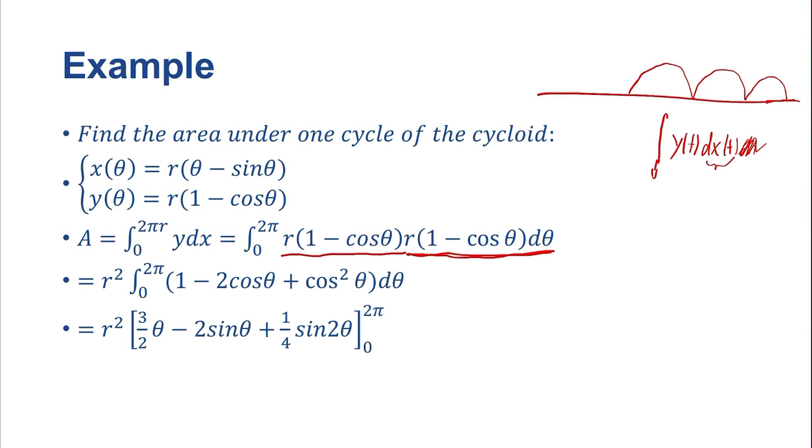So we get r squared times (3/2 theta minus 2 sine of theta plus 1/4 sine 2 theta), and that's evaluated between 0 and 2 pi. Obviously, the sine function cancels out at 0. So does the first monomial. So we get only everything evaluated at 2 pi, which gives us 3 pi r squared. That's how we find the area under a polar curve.